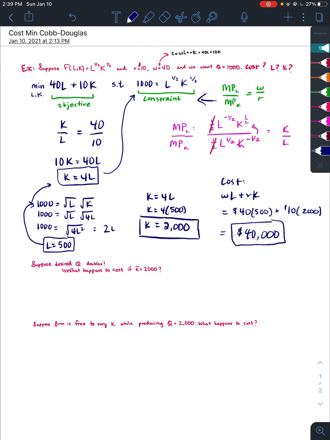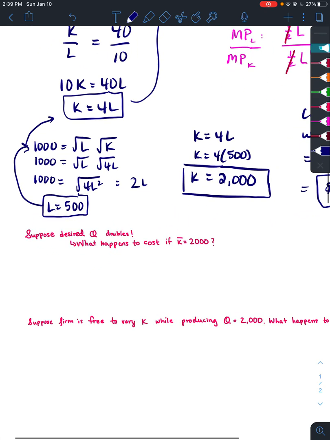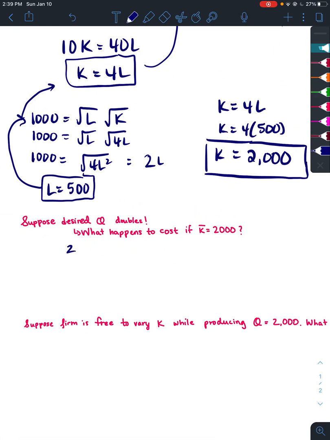Now, suppose that the desired Q doubles. Now we want Q to be equal to 2,000. Okay, let's write that out here. Maybe I can fit it in the space. So we have to know that Q is equal to 2,000. And again, we're going to use our production function, and we know that the K here is 2,000 again. So we'll just plug it in, right? We know K is 2,000. We don't have a given equation anymore. We don't have this little equation right now. We just know that K is 2,000. So why not just plug this in, right?